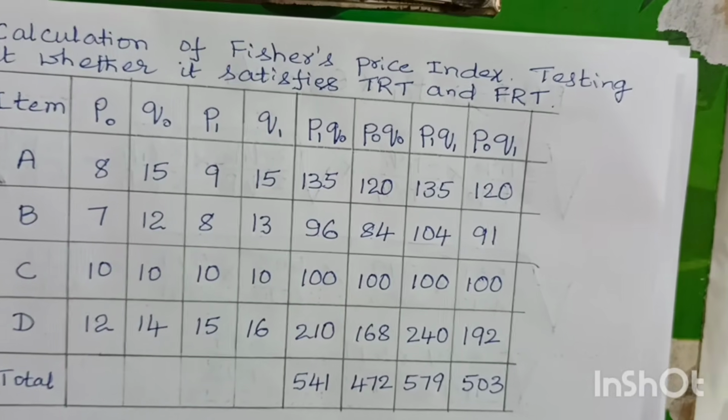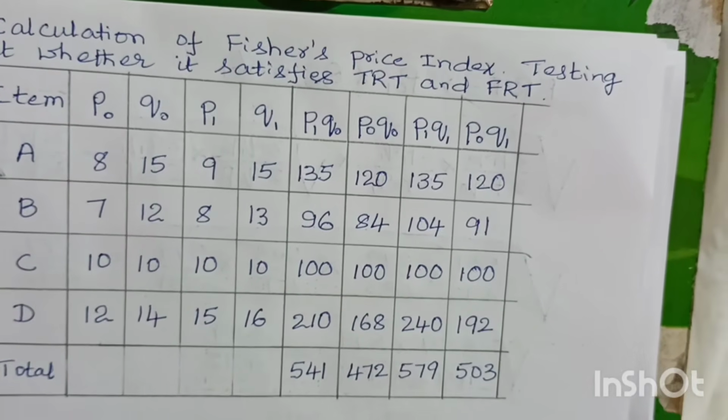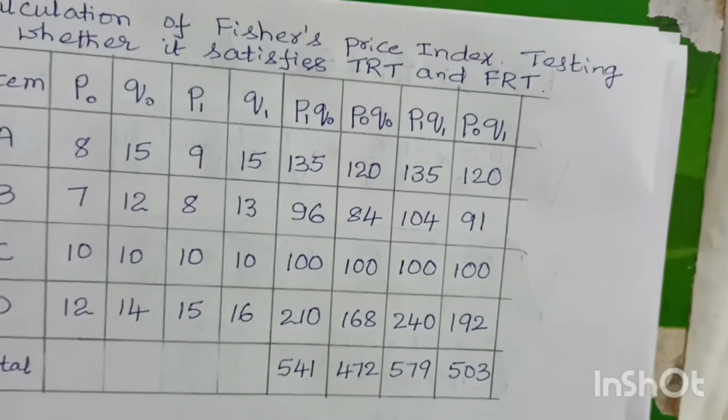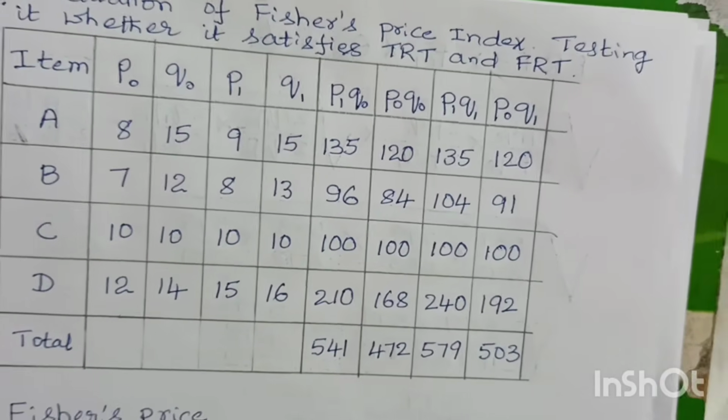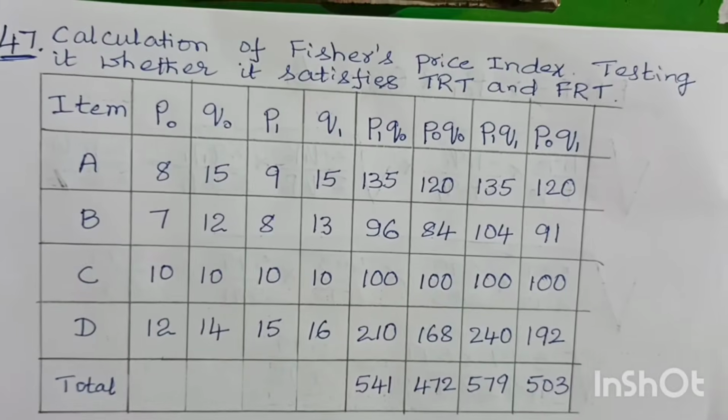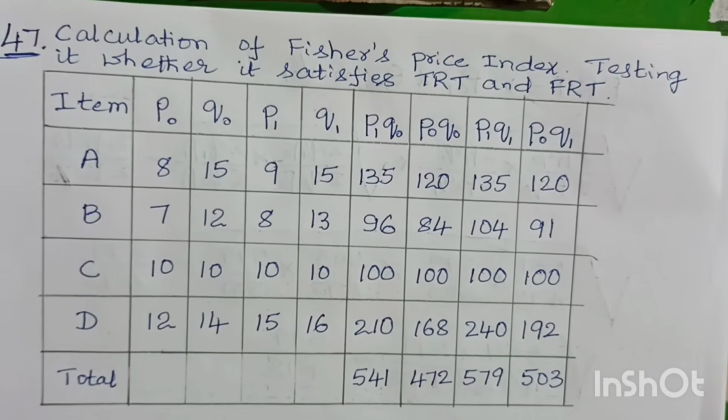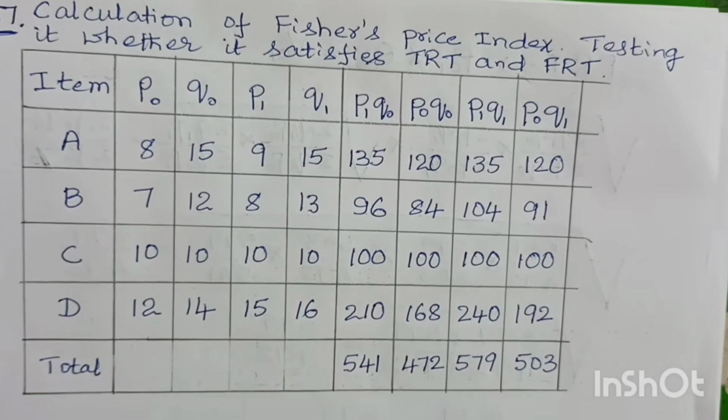You calculate, find out the products and add them, find out the summations. Okay. So find out the summations. Then once you have done this table, we have to move to calculate first Fisher's price index.